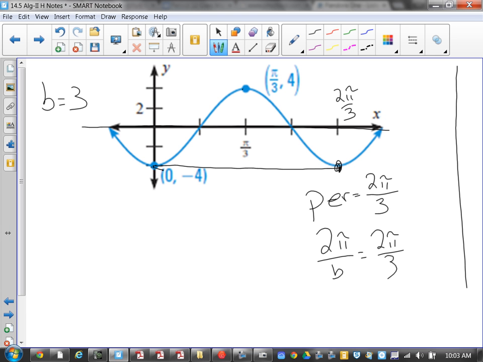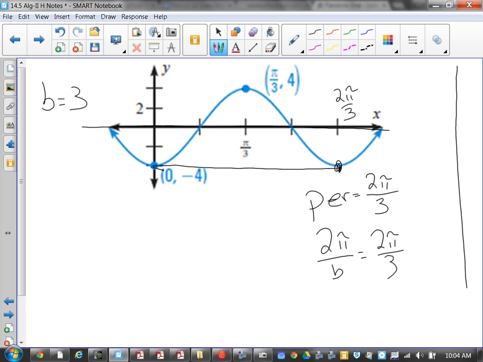You could make it with a sine graph by shifting it. Yes, you can, but they're telling you this is your maximum and your minimum. If they didn't give you that, then yes, you can say this is a sine graph shifted pi over 3 or something like that.